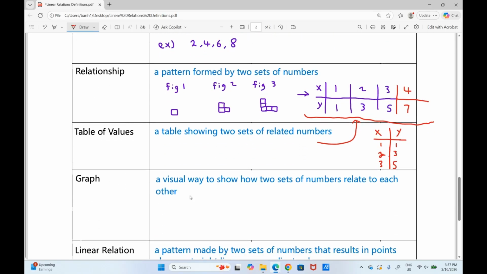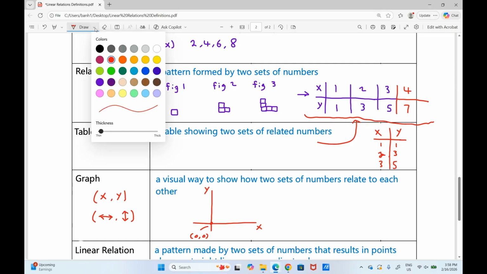So now moving on, a graph is a visual way to show how two sets of numbers relate to each other. So on a graph, we would have, let's say, X and Y. Coordinates typically look like this, and X is typically horizontal, and Y is vertical. So horizontal is left and right, vertical is up and down. In terms of my coordinates, typically I start at an origin where the point is 0, 0, and I would just take points from a table of values and place them onto the grid here.